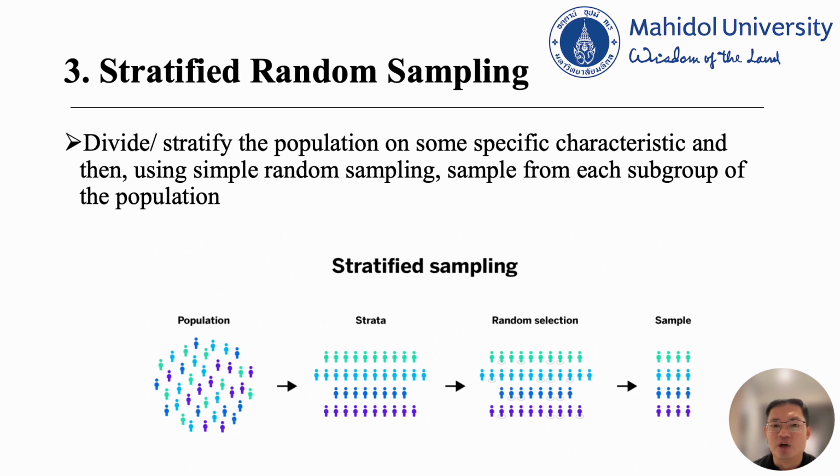Stratified sampling involves dividing your population into meaningful subgroups, or strata, like gender, age, or income levels. Then you randomly sample from each subgroup. This method ensures that all key subgroups are included, making your sample more representative of the total population.